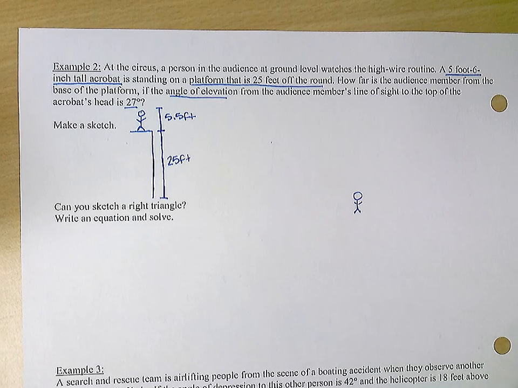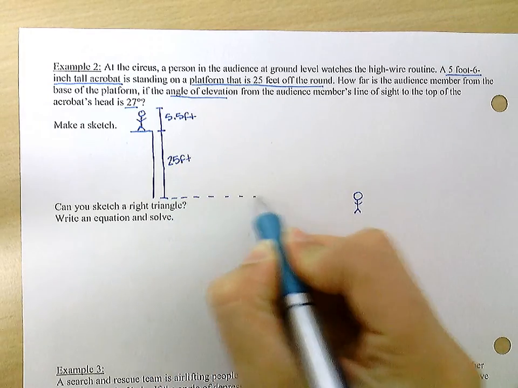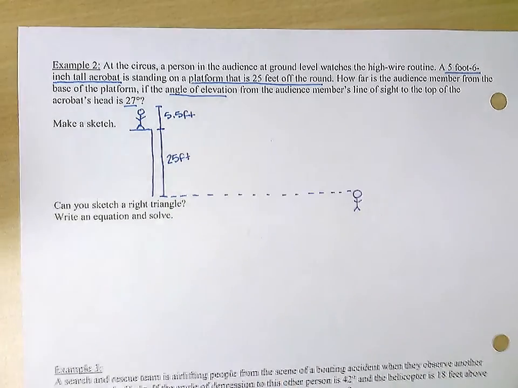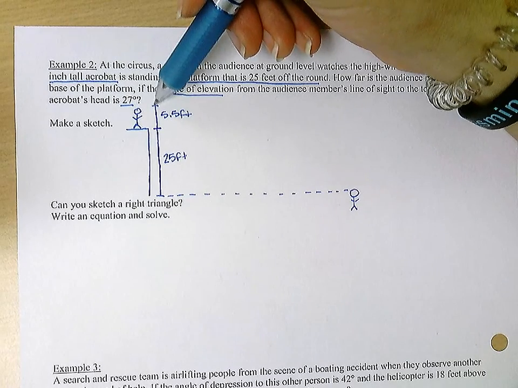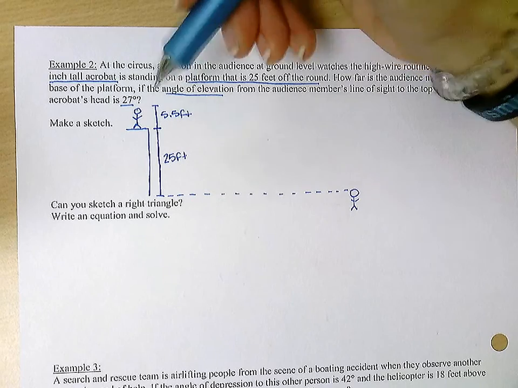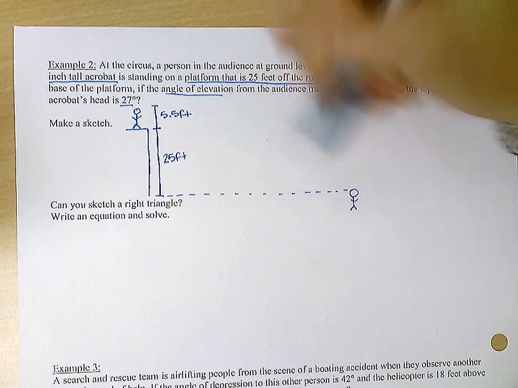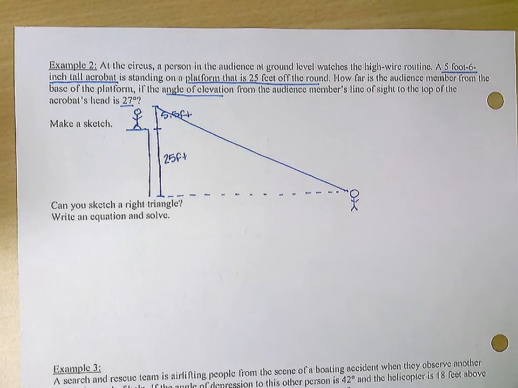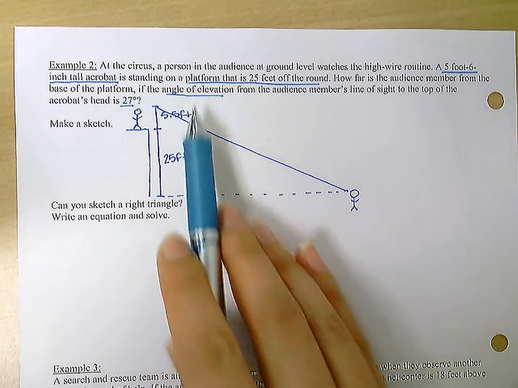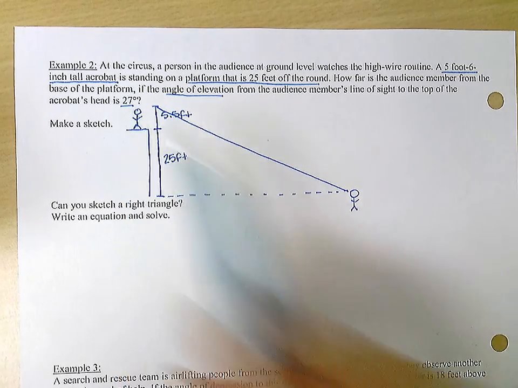Now our audience member's horizontal line of sight is at the floor. It's at the base. So our horizontal line should hit our audience member. Now their line of sight is going to the top of the acrobat's head. So we should have a line of sight from the top of that acrobat's head. Now that angle created is your angle of elevation. That angle of elevation was 27 degrees.